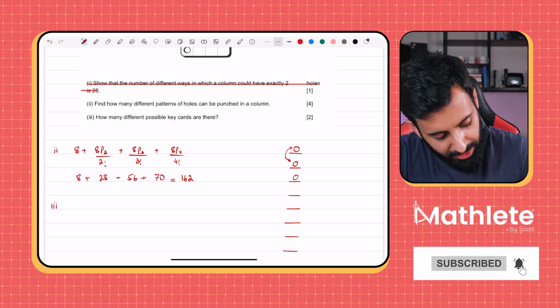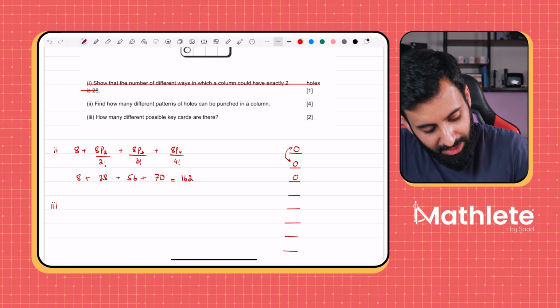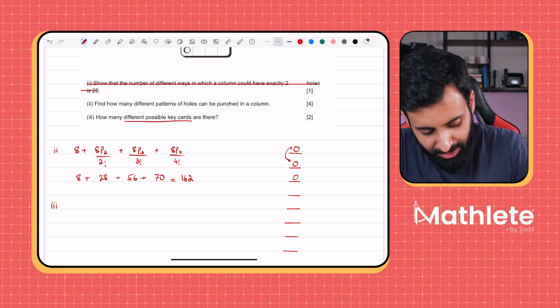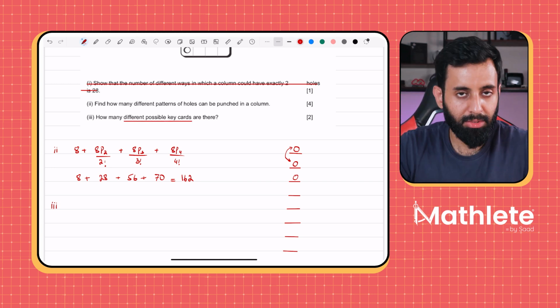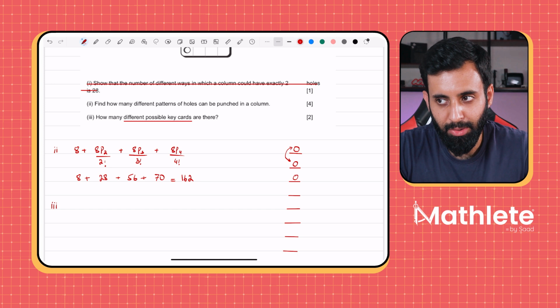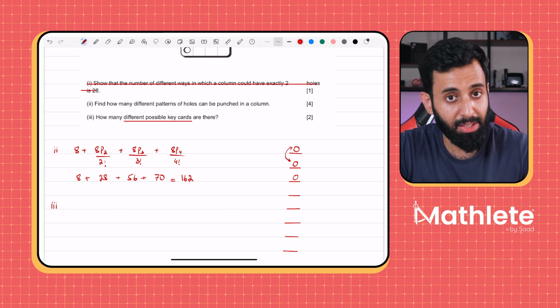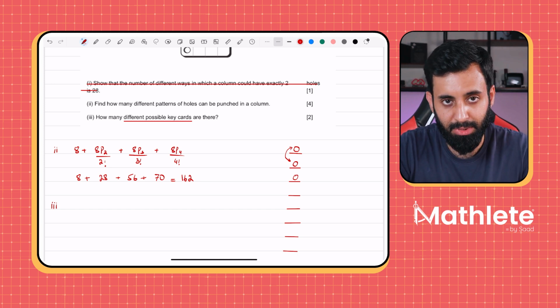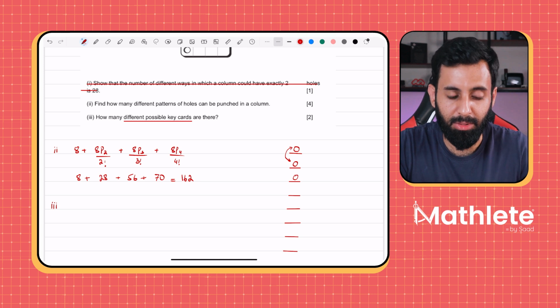Now let's talk about part 3. Part 3 says, how many different possible key cards are there? Okay. So think of it this way. Let's say you're tossing a coin 3 times, and you want to find out how many total outcomes there can be.